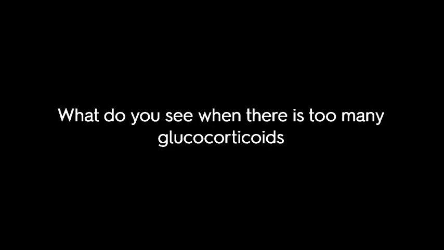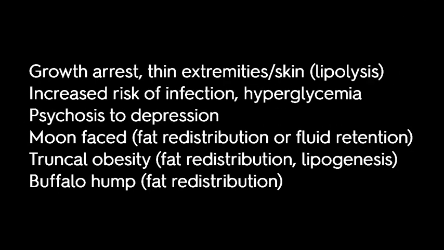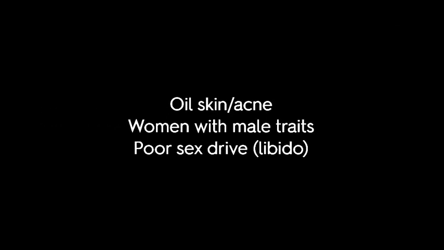What do you see when there are too many glucocorticoids? Growth arrest, thin extremities, thin skin, increased risk of infection, hyperglycemia, psychosis to depression, moon face, truncal obesity, buffalo hump. Too many sex hormones: oily skin, acne, women with male traits, poor sex drive. Too many mineralocorticoids: high BP, CHF, weight gain, fluid volume excess.